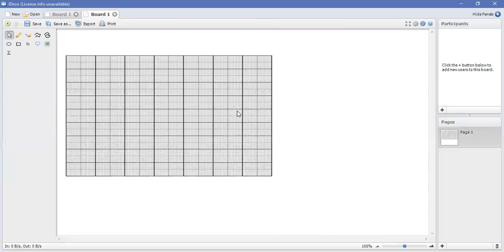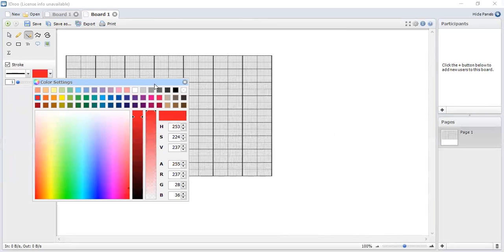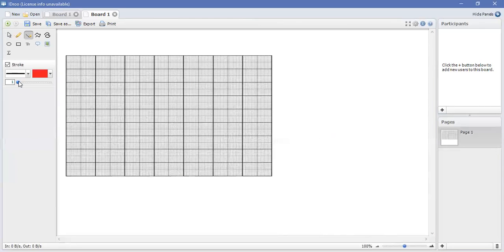All right, so let's draw a little line. I want it a little bit thicker. It's a red color. A little bit thicker. Okay, 5. All right, so here we're going to draw a little line. So that's our line segment.